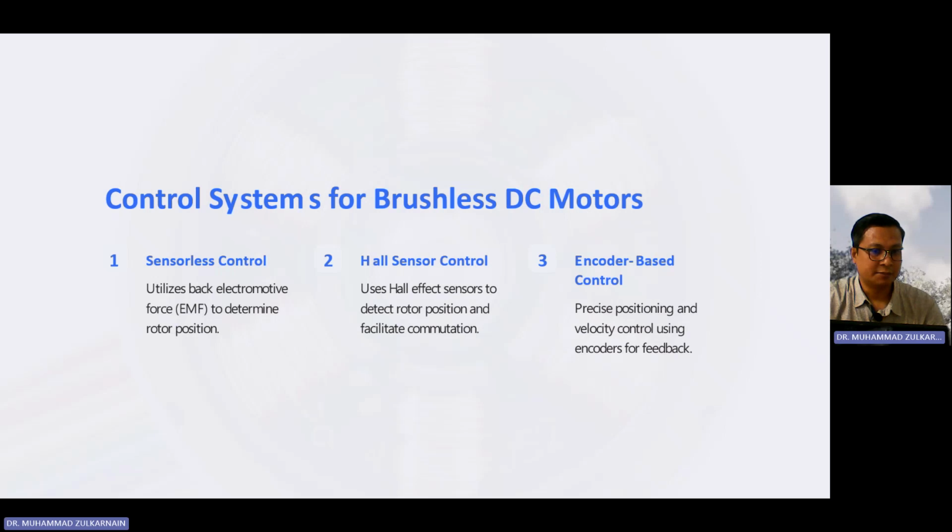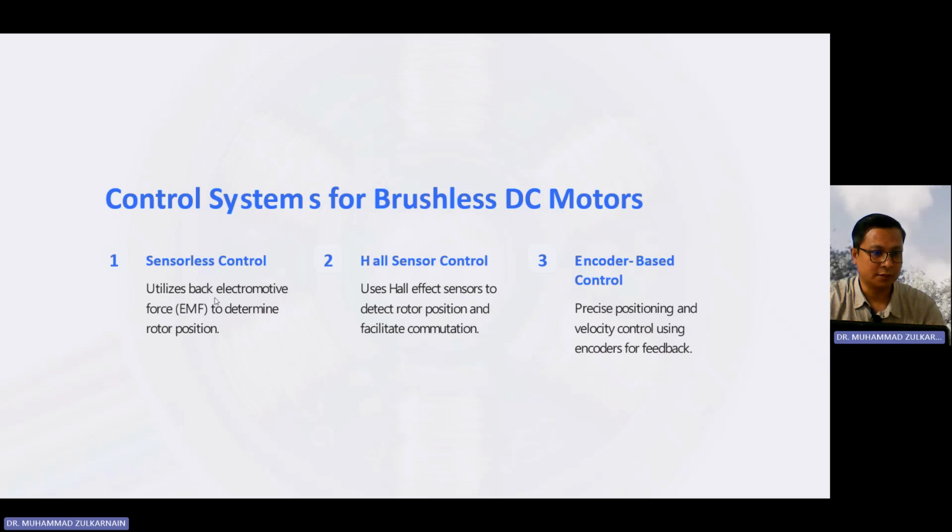So the control system of the brushless DC motor: sensor control. As I mentioned before, this one has very varied speed. So maybe we can implement it in several applications that need varied speed, because maybe we need to read by sensor to run the motor.